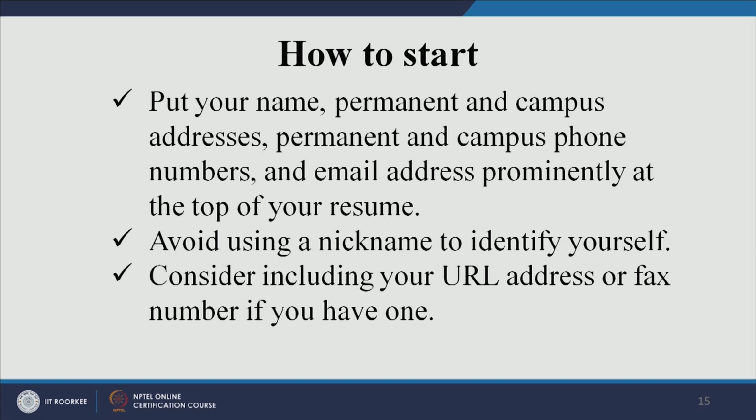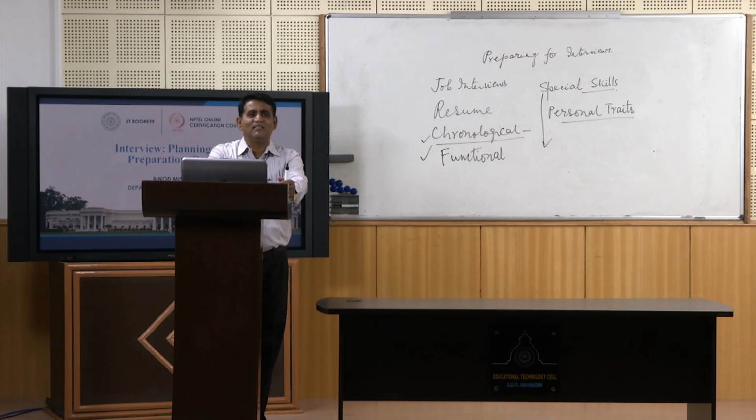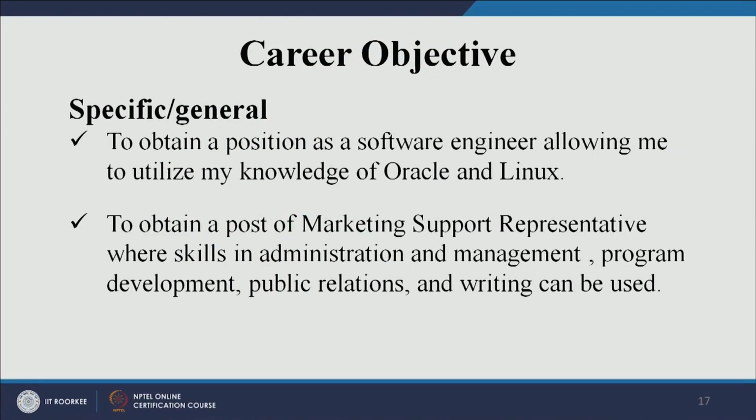Some people also have a URL. Nowadays many people have their own pages also. So mention the URL or the page if some employer wants to know more about you. When it comes to heading, as I have said, it should have your name, address, phone number, email, URL, etc. Now after this heading, you have to come to career objective. What is the career objective?